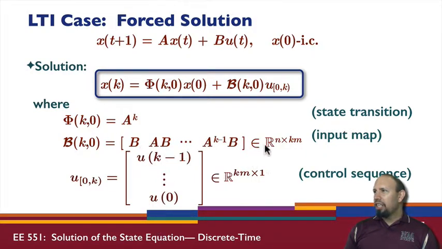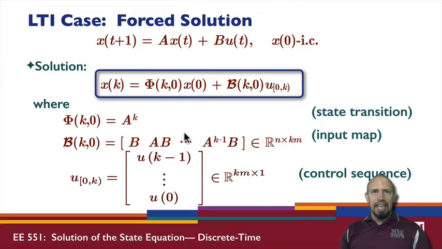So this row is actually a matrix of dimension n by k times m. This column is of dimension k times m by 1. So when we multiply this times this, we get a vector that is n by 1, which is the same dimension as the state. The state is n-dimensional. So this is the result we get.